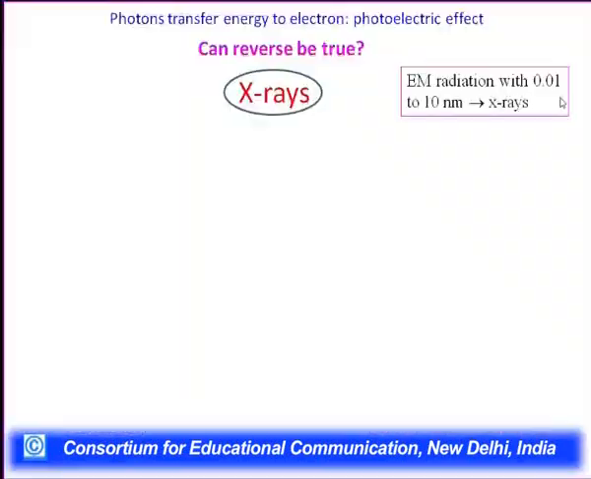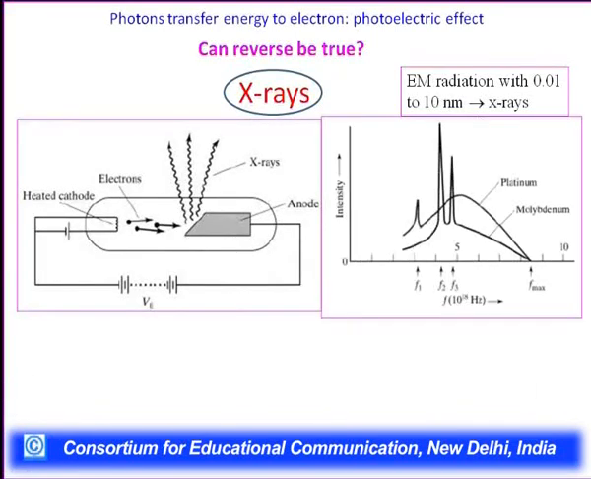Then, is the reverse possible? Here photons fall upon a metal surface and electrons are ejected. Is it possible that an electron falls and a photon is ejected? The photon transfers energy to the electron; that is the photoelectric effect. Can the reverse be true? Yes, it is defined by X-rays, which are EM radiation in the 0.01 to 10 nanometer range.